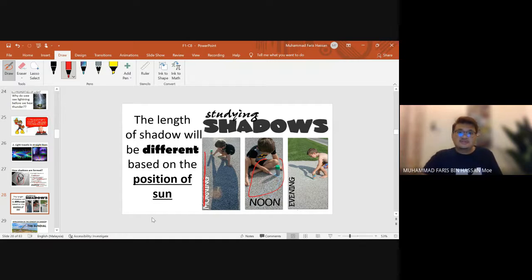So during the morning, the sun rises from the east, which means the shadow will be at the west. And during the evening, the position of the sun is at the west, so the shadow will be formed at the east. During noon, the position of the sun is really above our head. That's why the length of the shadow is just short like this one.